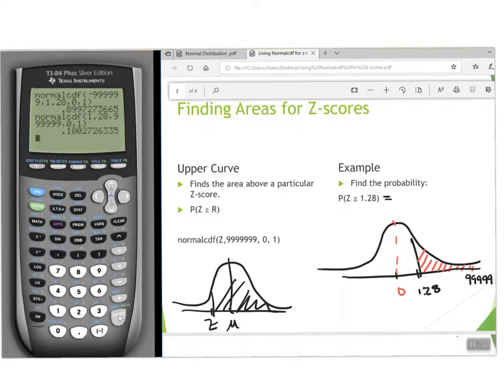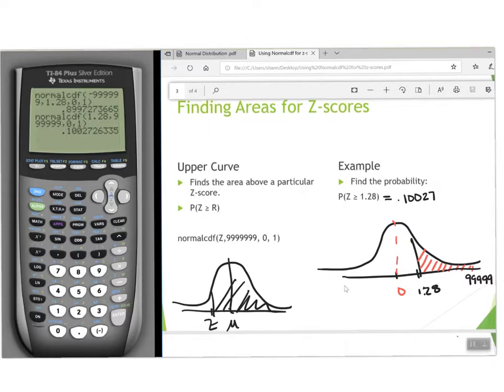And we get 0.10027. And notice that this is the complement of the last problem. That's because you're shading to the other side of the problem. If you add up those two values, you're going to get 1, which is the probability underneath the entire curve.